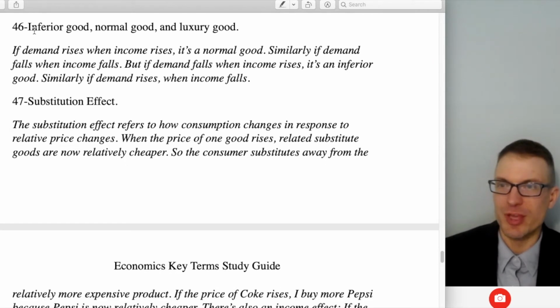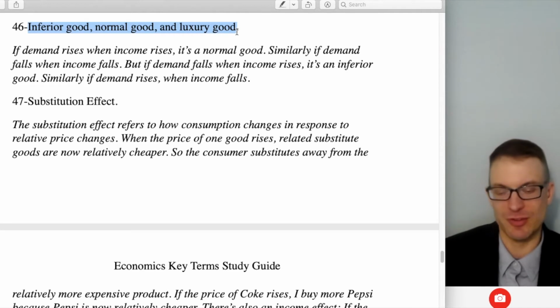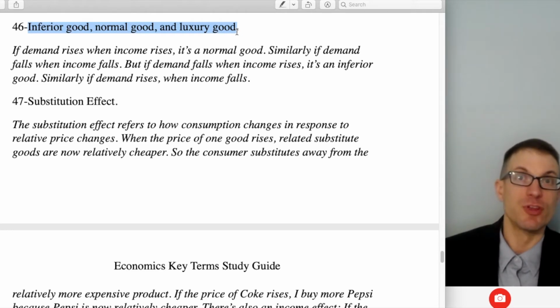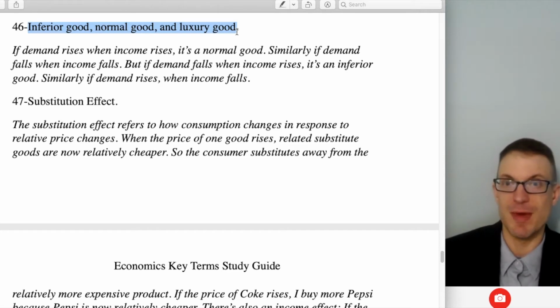So then we'll think about the concepts of inferior, normal, and luxury good. So I talked about income elasticity. If there's an increase in income and the demand for the good increases, we expect a positive income elasticity and we expect the good to be a normal good. If there's an increase in income but the demand for the good falls, then we'd expect the good is going to be an inferior good. We'd expect the income elasticity of demand to be negative.